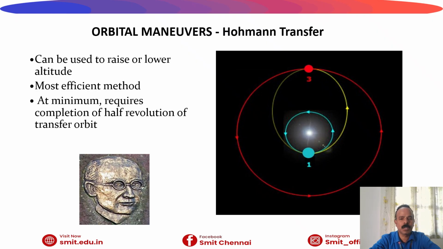Then we are going to see the orbital maneuvers, that is the Hohmann transfer orbit. The Hohmann transfer is the most efficient method of changing the satellite orbit. It is used to increase or decrease the satellite altitude. It uses an elliptical transfer orbit. The satellite moves from one circular orbit into another. This requires minimum fuel and minimum energy. The satellite completes half a revolution in the transfer orbit. It enters the final orbit quite easily. This method is widely used for satellite orbit transfer.